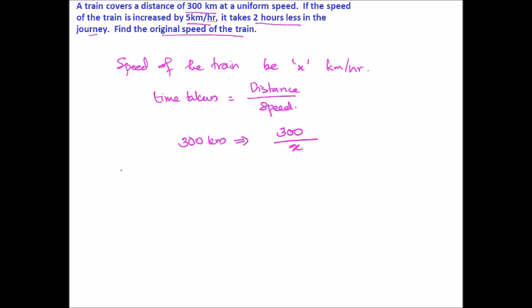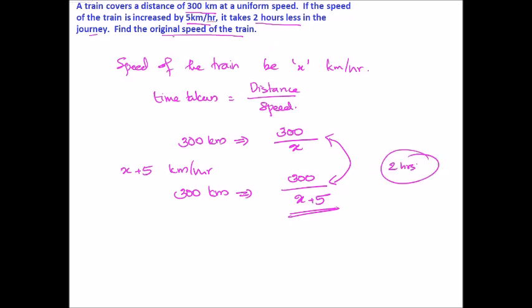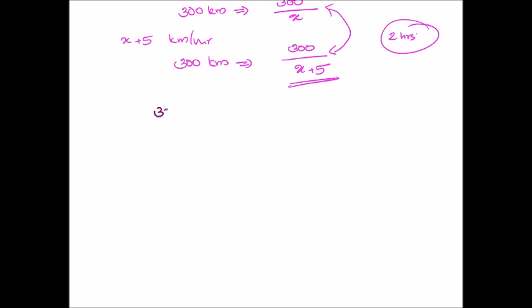Now increasing the speed by 5 kilometer per hour, the speed becomes x plus 5. Now for the 300 kilometer, the time taken is 300 divided by x plus 5. So if we subtract these two, we will get 2 hours. That is given, 2 hours less in the journey. That is, 300 divided by x minus 300 divided by x plus 5 is equal to 2.